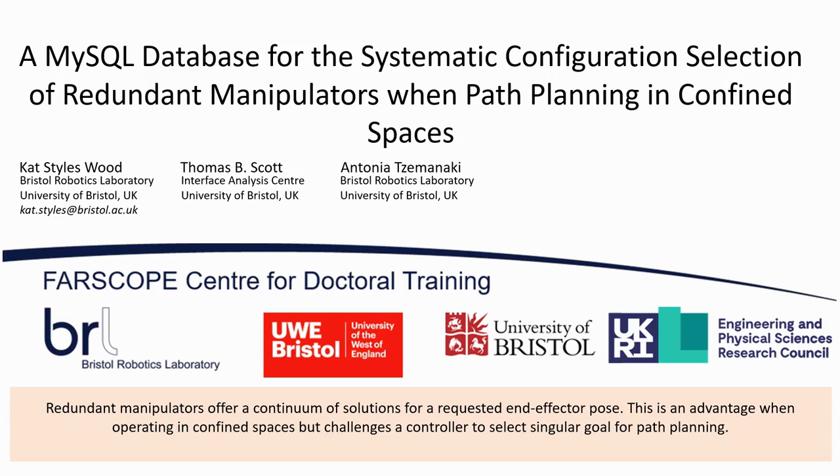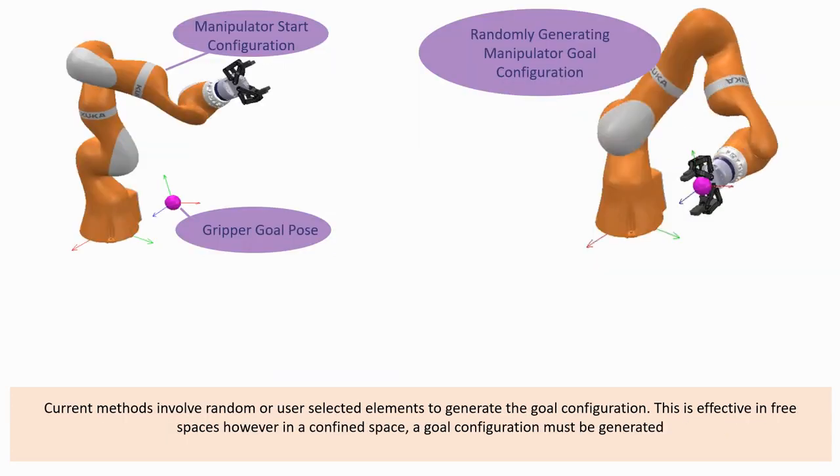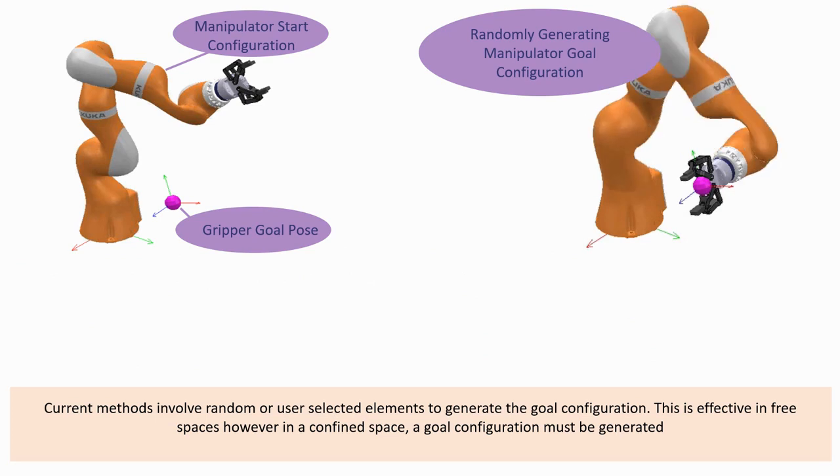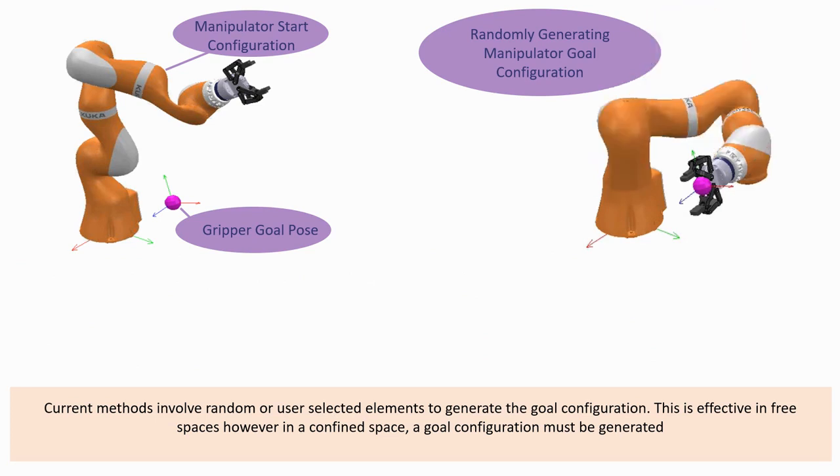Redundant manipulators offer a continuum of solutions for a requested end-effector pose. This is an advantage when operating in confined spaces, but challenges a controller to select a singular goal for path planning. Current methods involve random or user-selected elements to generate the goal configuration. This is effective in free spaces.